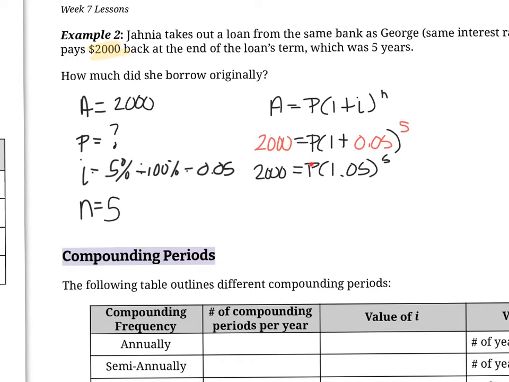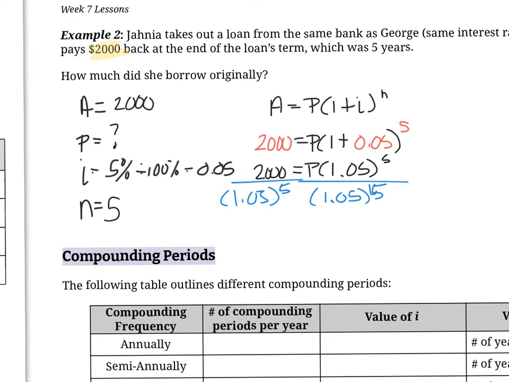So how do I get P by itself? Well, I've got to move this entire thing. And how can I get rid of times this entire thing? Just divide by that whole thing. I'm going to get rid of times 1.05 to the power of 5 by dividing by 1.05 to the power of 5.